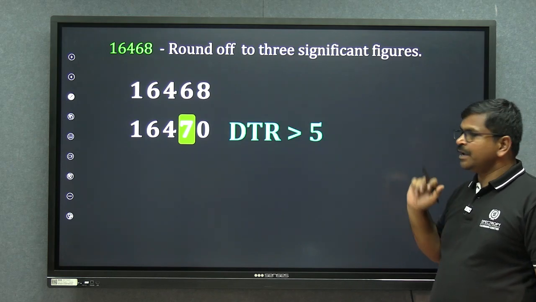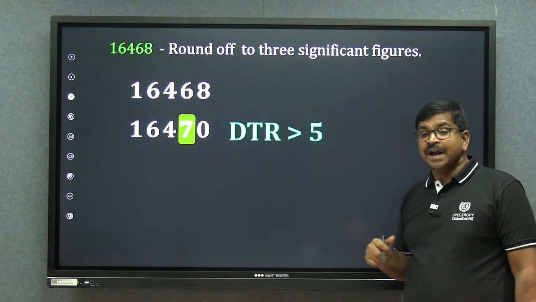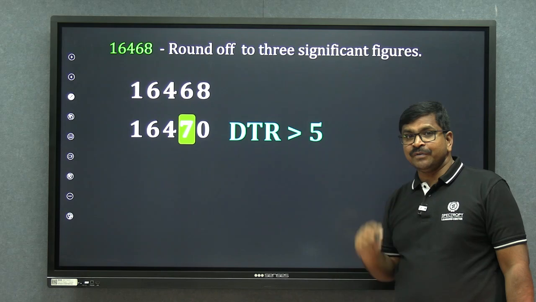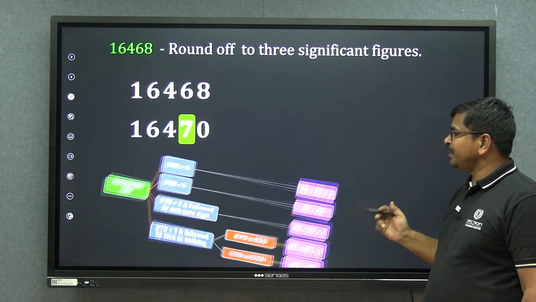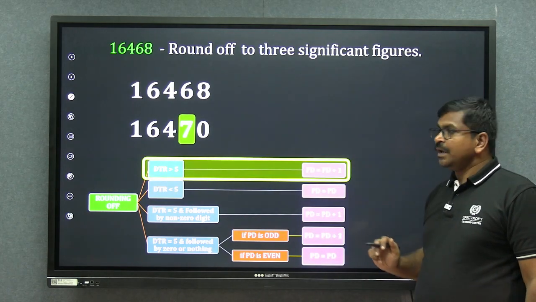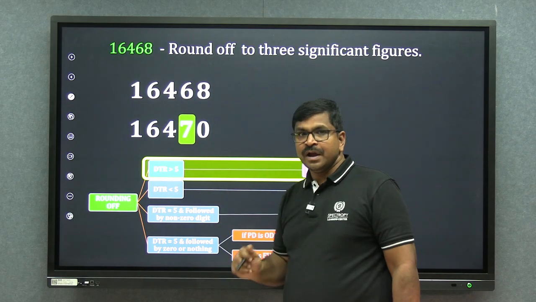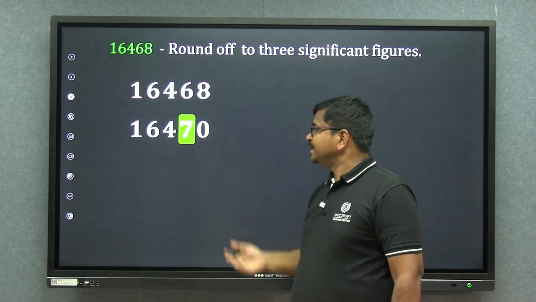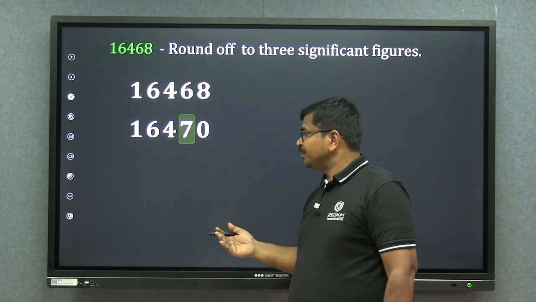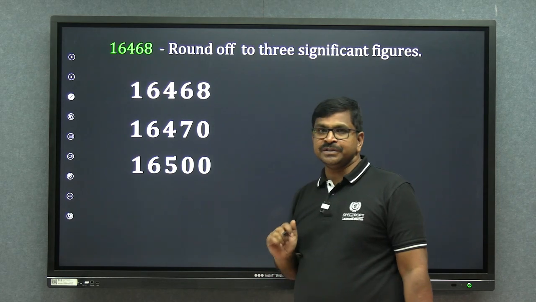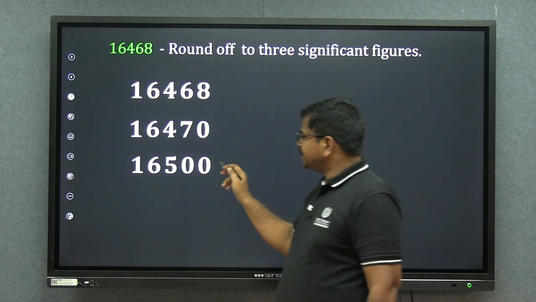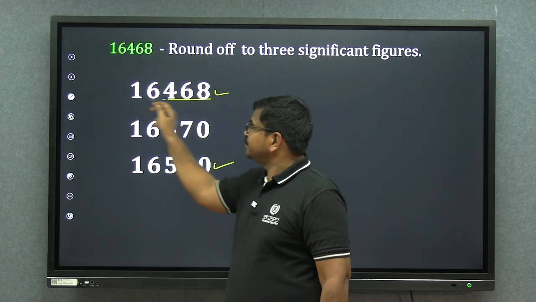And again, how is the DTR? DTR greater than 5. Again the technique: if DTR is greater than 5, what to do? PD will be increased by 1. Now what is PD here? 4. And 4 will become 5. 7 will be replaced by 0. So I will get 16500. And if you compare this one with this one, they are approximately equal.